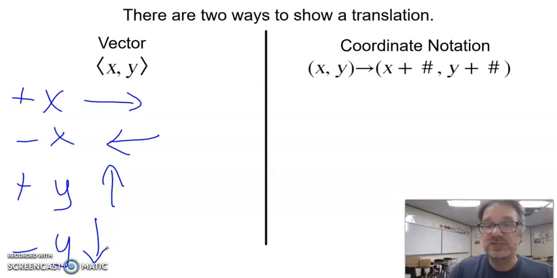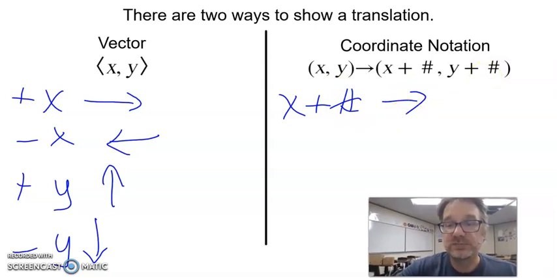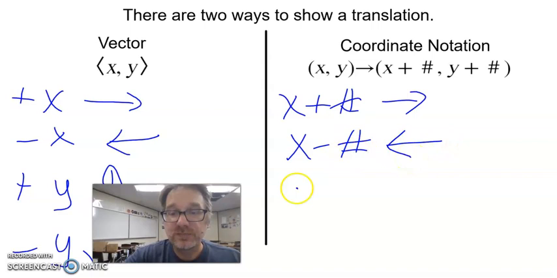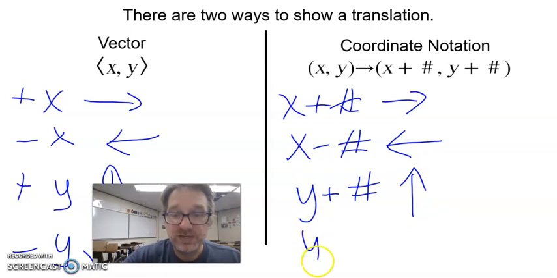The coordinate notation tells us the exact same thing, but it is a little different. Coordinate notation says we are starting at the point (x, y). This arrow means "map onto." So we're going to start at (x, y) and map onto x plus some number and y plus some number. If we do x plus some number, once again, we are going to slide to the right. If we do x minus some number, we are going to slide to the left. If I do y plus some number, we are going to slide up. And if I do y minus some number, we will slide down.